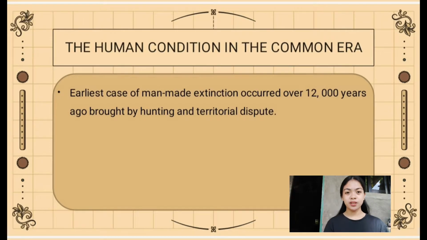So humans were content with their relationship with nature. This is the start when people are gathered already. They are not gathered as a family, but they are forming communities. It will start as communities, then it goes bigger until they form small civilizations and become a large civilization. So, the earliest case of man-made extinction occurred over 12,000 years ago, brought by hunting and territorial dispute.